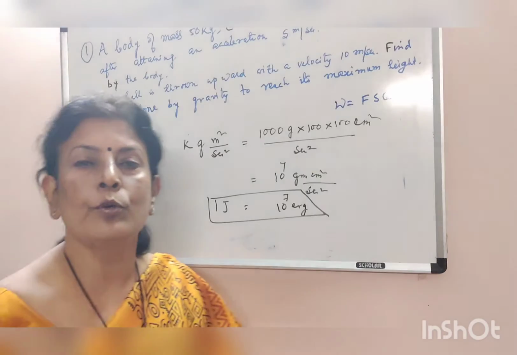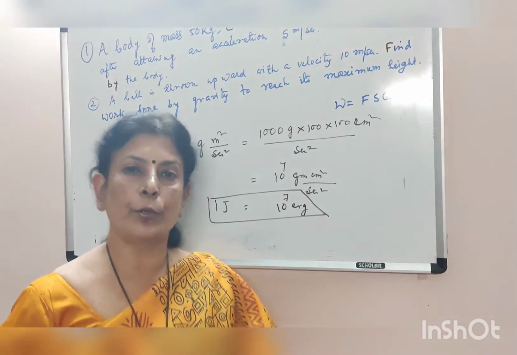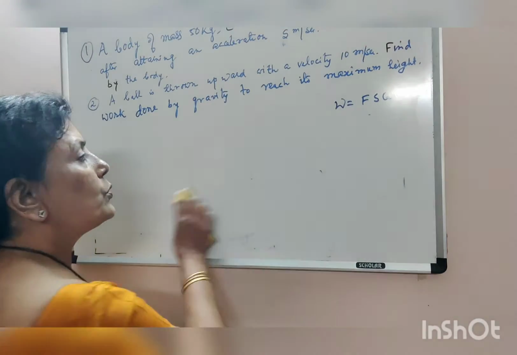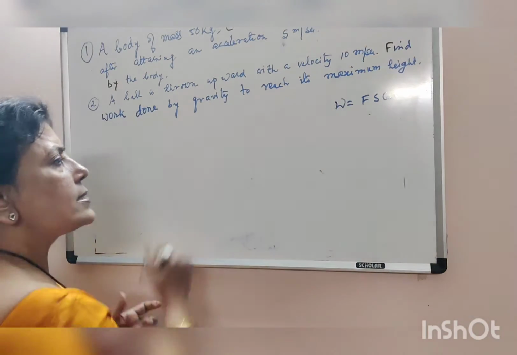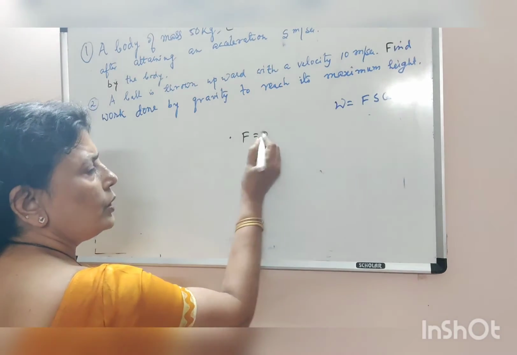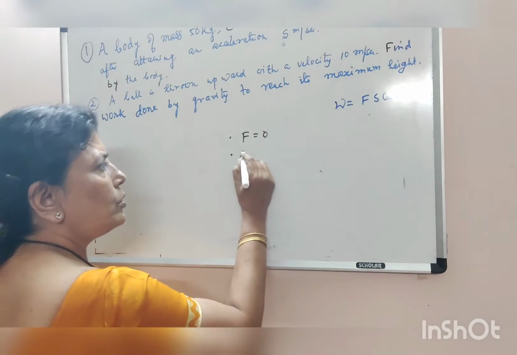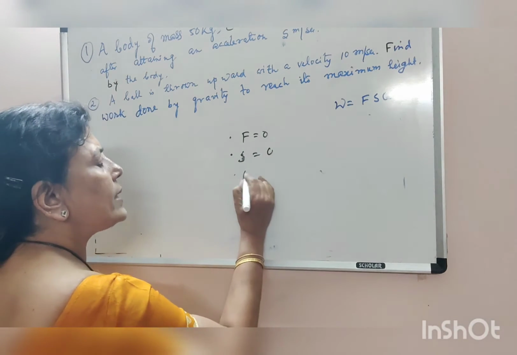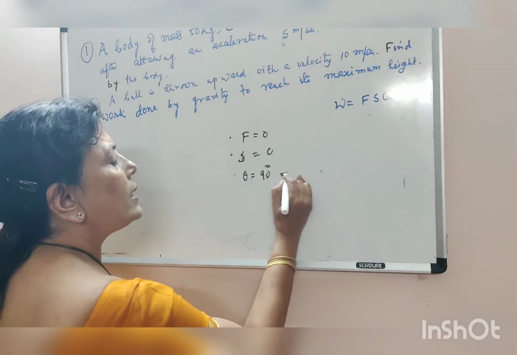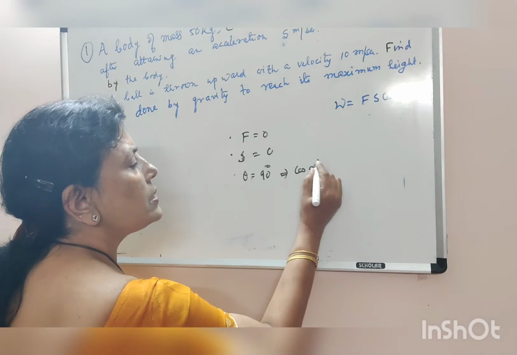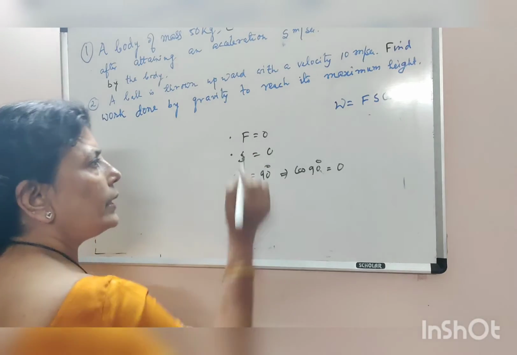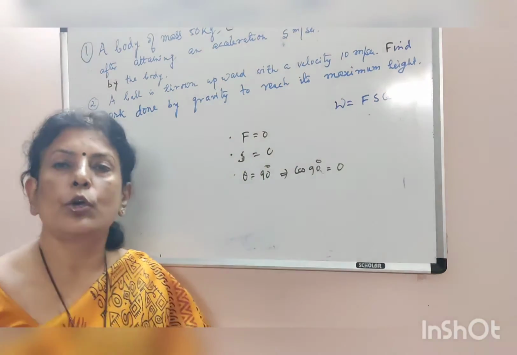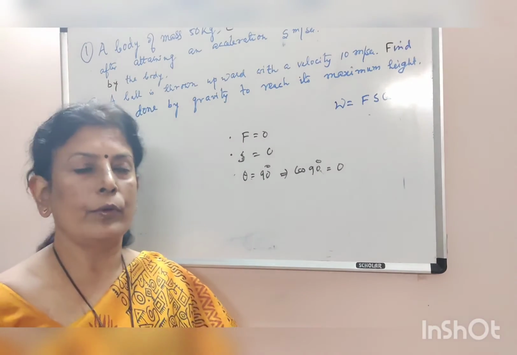Now guys, we have to know what are the three conditions for which work done should be equal to 0. Since work done is equal to F s cos theta, we can say if F is equal to 0, then work done is equal to 0. If S is equal to 0, then work done is equal to 0. And if theta is equal to 90, that implies cos 90 is equal to 0, then also work done is equal to 0. So these are the three conditions for which work done is equal to 0.